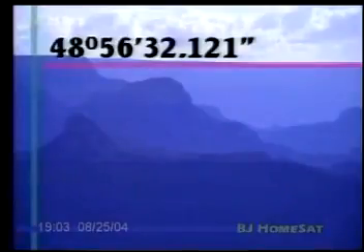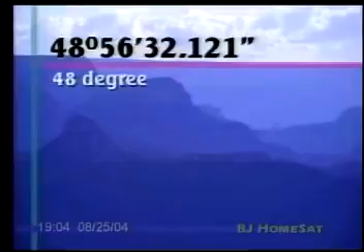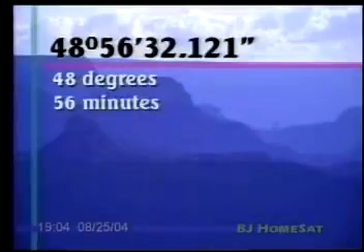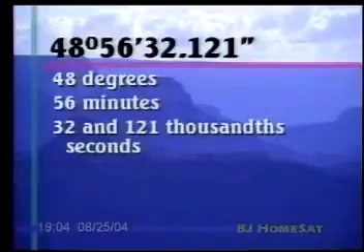It's kind of a big, long one, but it's 48 degrees, 56 minutes, so the one little mark there, like a foot mark, is the minutes, and 32 and 121 thousandths seconds. So the seconds, you can see they've divided those even into the decimal places, and then the double quote, or the inch looking mark, that is for our seconds. So let's practice just a little bit. 48 degrees, 56 minutes, 32 and 121 thousandths seconds.